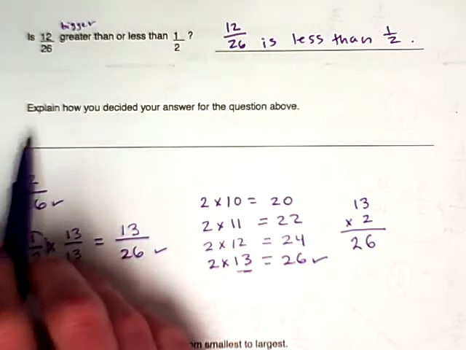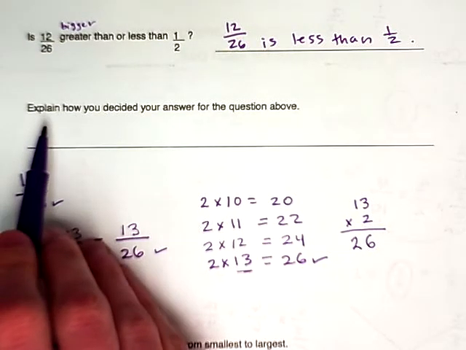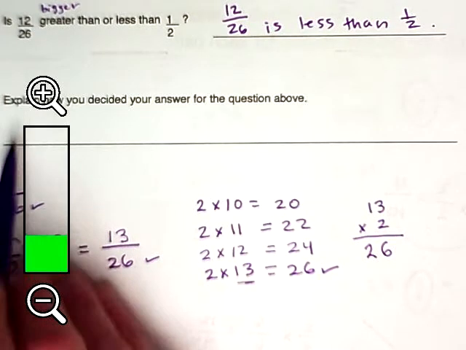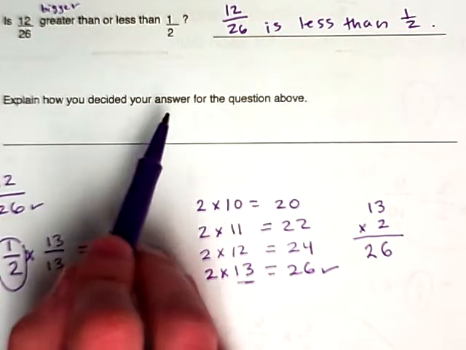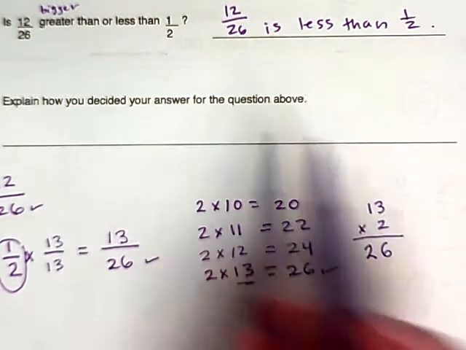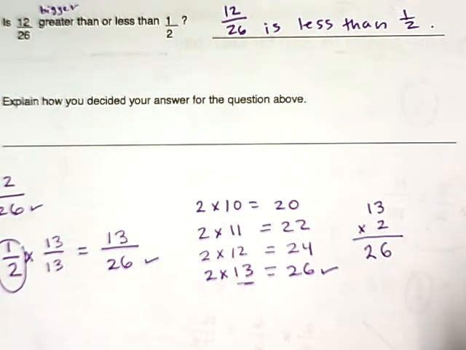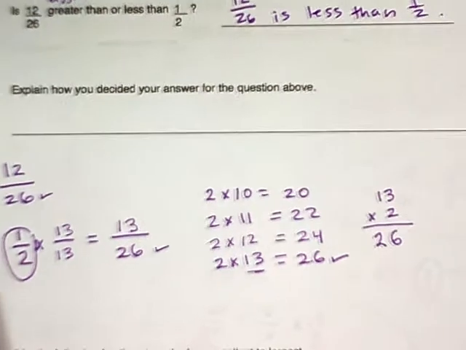Now there's another part to our question. It says here that we need to explain how do you decide your answer for the question above. So how did I decide that? Well, what did I do here?